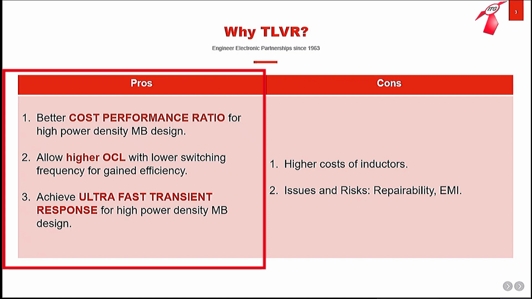Second, TLVR allows higher OCL in the primary windings by reducing the switching frequency at the same time, which will reduce the switching loss and increase the total efficiency of the project. Third, it is able to improve the ultra-fast transient response capability.